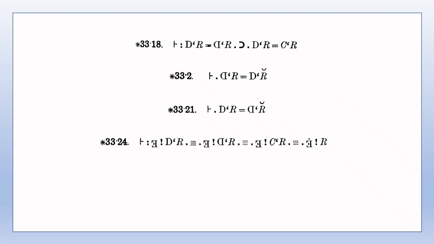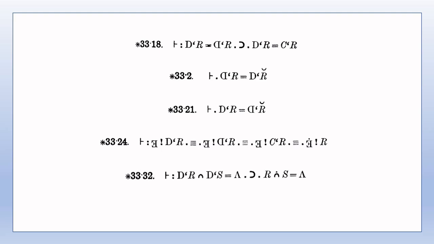33.24, the domain of a relation R has at least one member is equivalent to the converse domain of the relation R has at least one member, which is also equivalent to the field of the relation R having at least one member, which is equivalent to there being at least one pair, x and y, which satisfy the relation xRy.